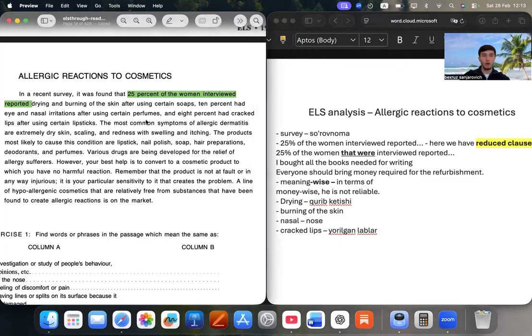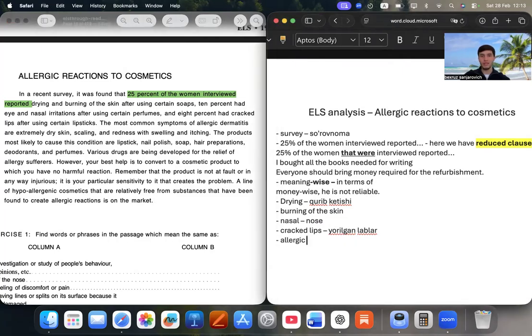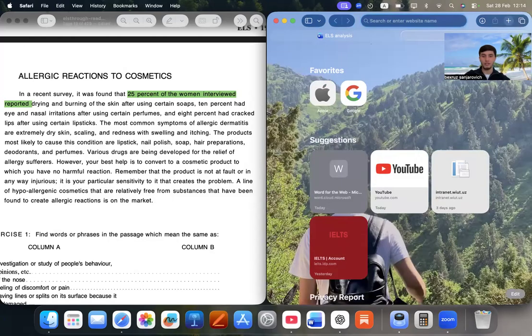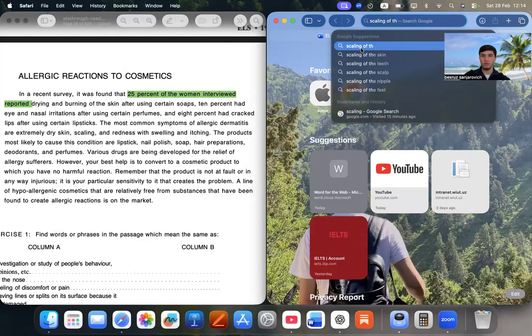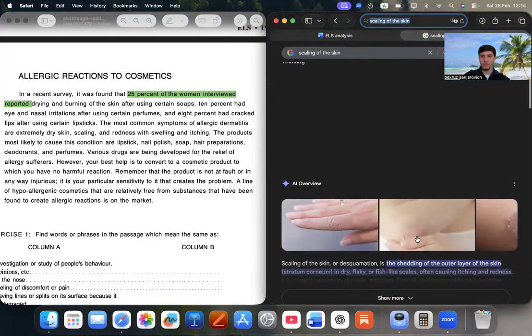Next one. The most common symptoms of allergic dermatitis. Allergic dermatitis bu kasallik. Dermatitis. Allergic disease, we can say, yeah. Are extremely dry skin. Extremely dry skin, judayam quruq bo'lgan teri, scaling. I'll show the scaling of the skin. This one. So this is scaling of the skin, you see.